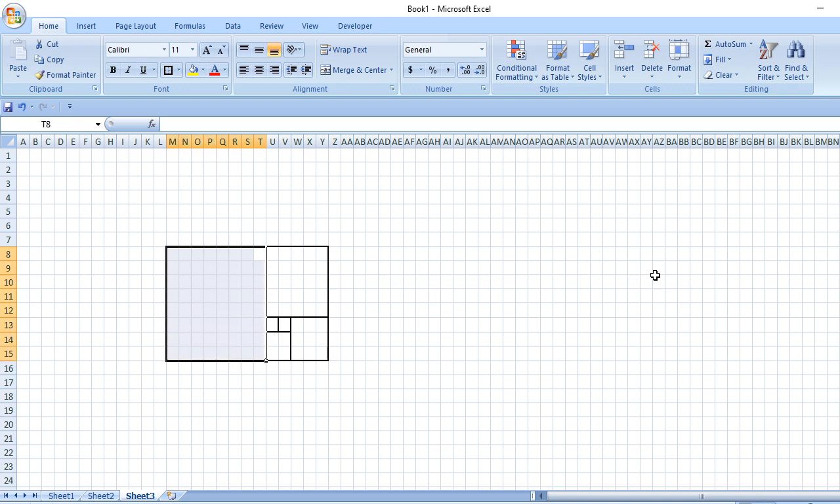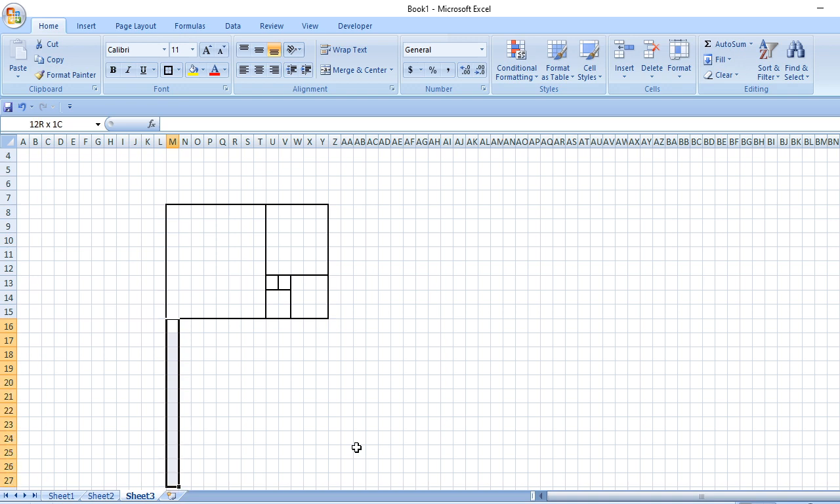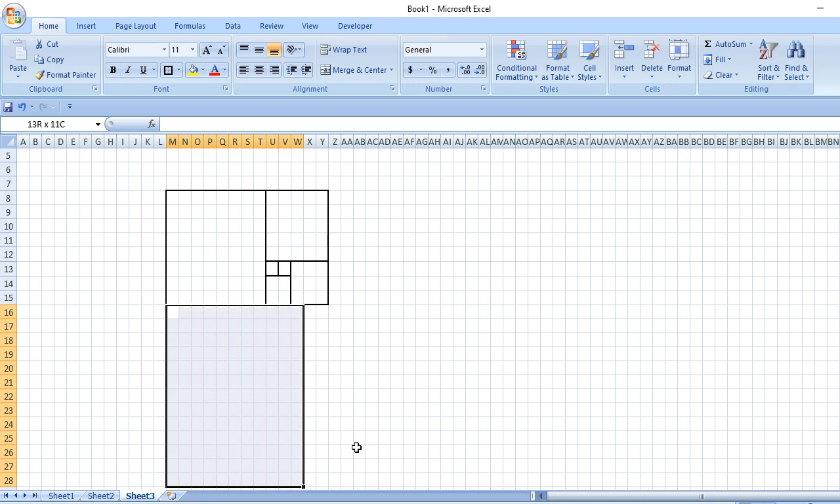Don't get confused. I'll tell you why I am doing this. 8. Okay. Now how many are there? 8 plus 5, 13. 1, 2, 3, 4, 5, 6, 7, 8, 9, 10, 11, 12, 13. A big rectangle.